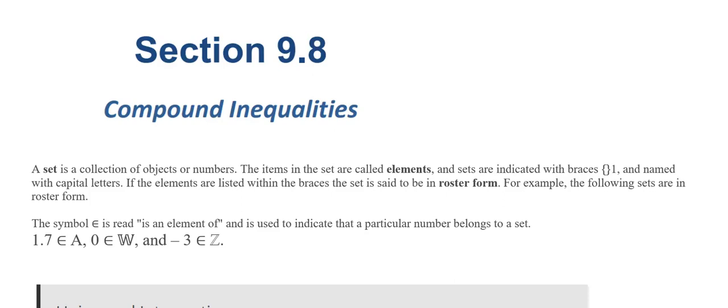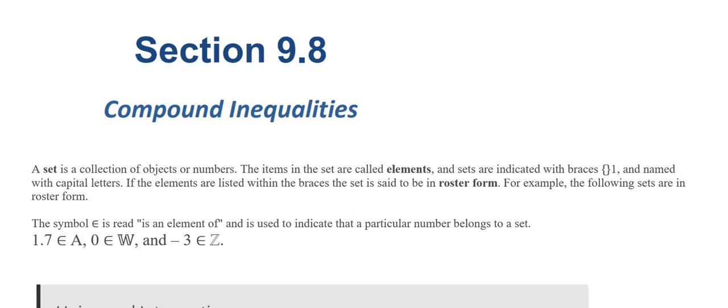Okay, section 9.8, Compound Inequalities. Okay, let's just jump right into this and let's start talking about how a set is a collection of objects or numbers. This is going to become way more apparent here shortly. I'll have a little Venn diagram to show you. And we've got to think about items in a set, they're elements.